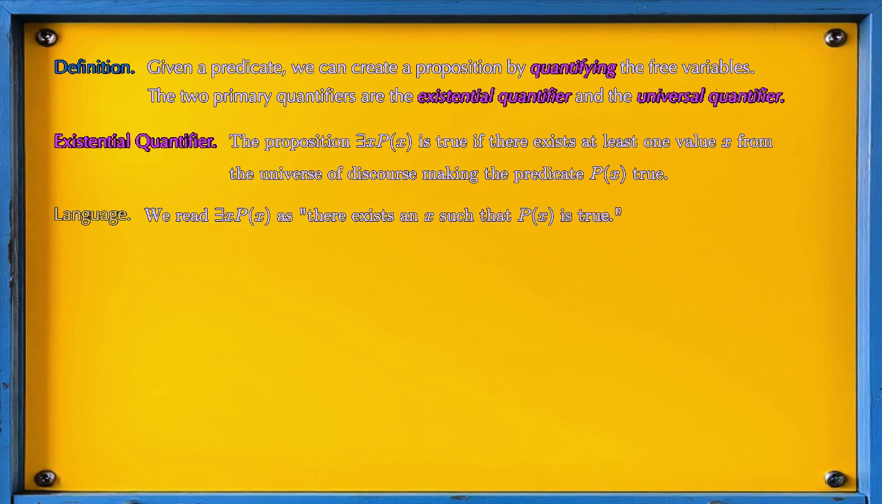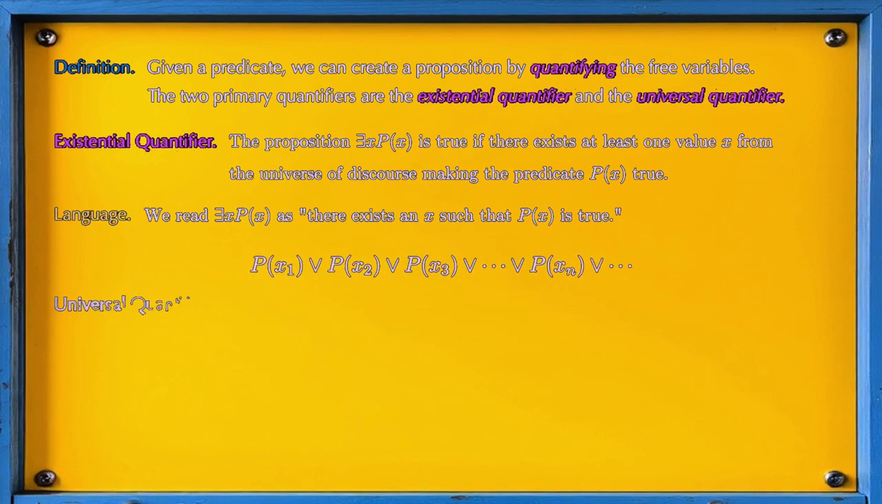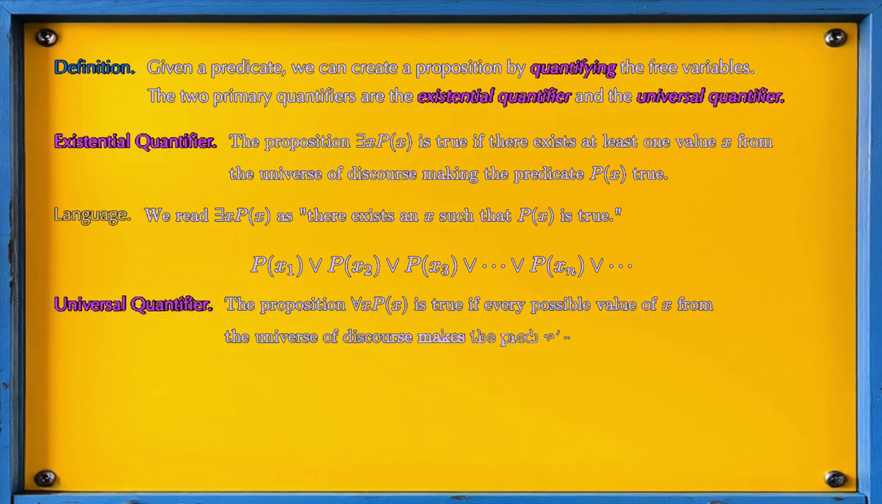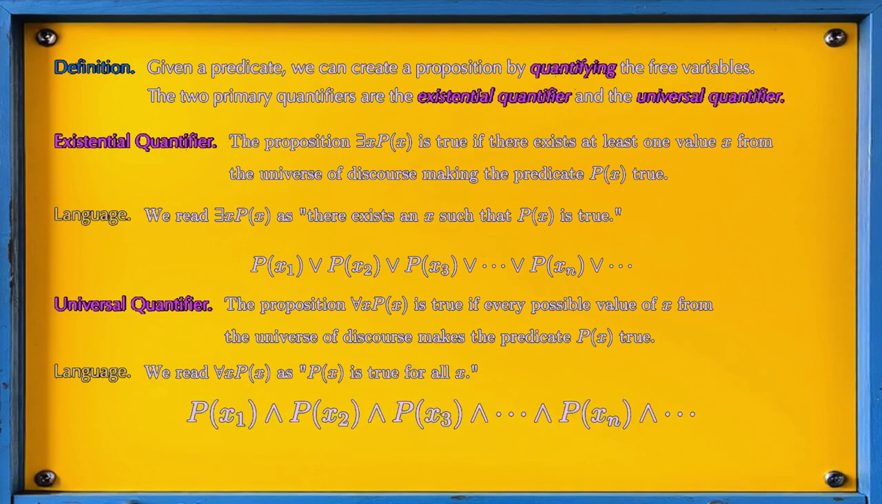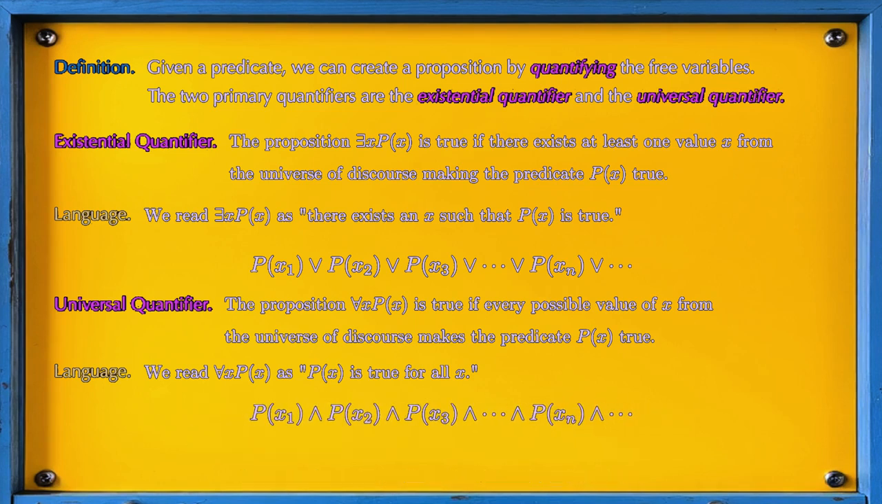The existential quantifier can be thought of somehow as the infinite OR over the universe, because we're just looking for one possible value that makes the predicate true. The universal quantifier, on the other hand, written by an upside-down A, is true if every possible value of x from the universe makes the predicate true. For this one, we say p of x is true for all values of x. Just like the existential statement, we can think of the universal as being an infinite AND over our universe. We need all of the propositions to be true, no matter which value of x we plug in.